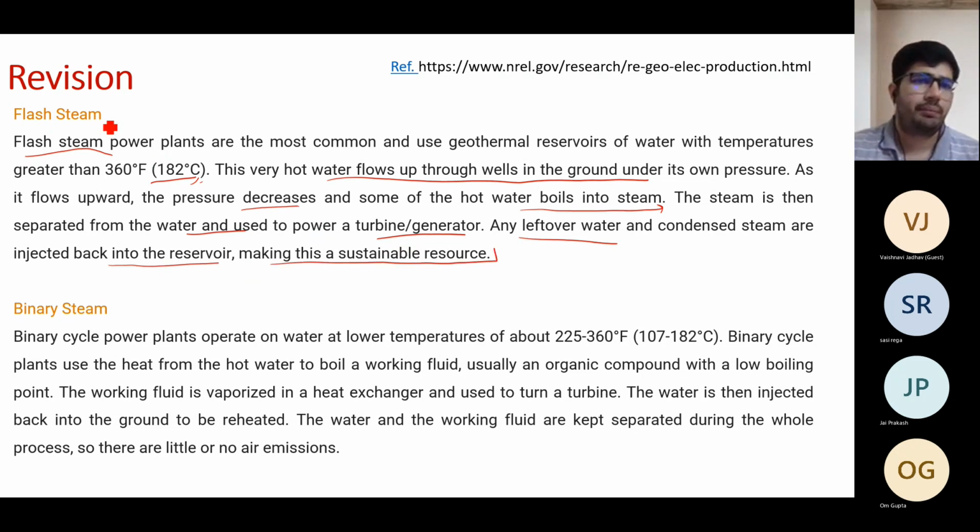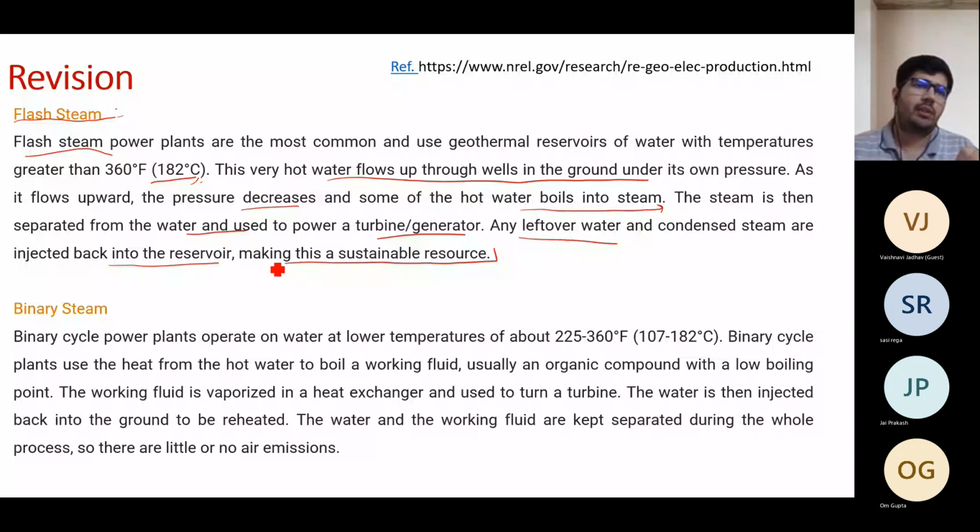So using the flash steam, it is having some part steam and some part water. Okay, so we decrease the pressure, so some more part of the water is converted into steam, and we can use the steam in the turbine, and we can flow the hot water back into, again you can say, the reservoir.